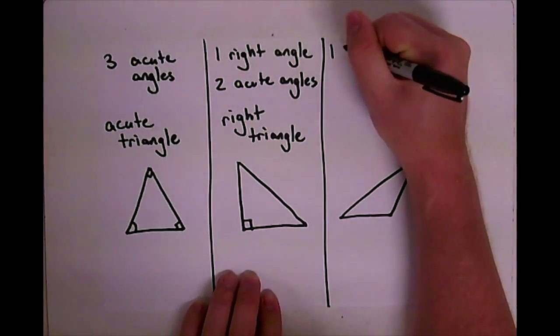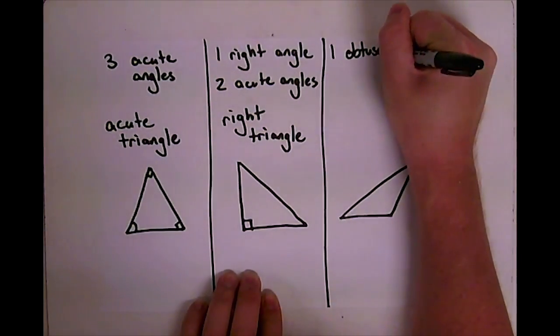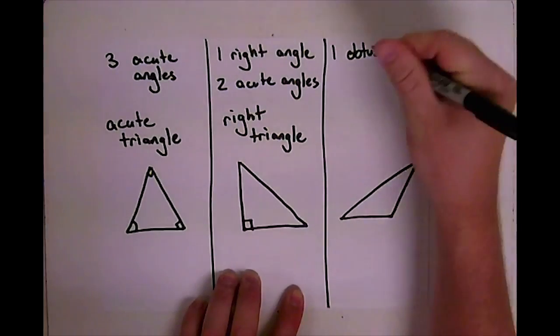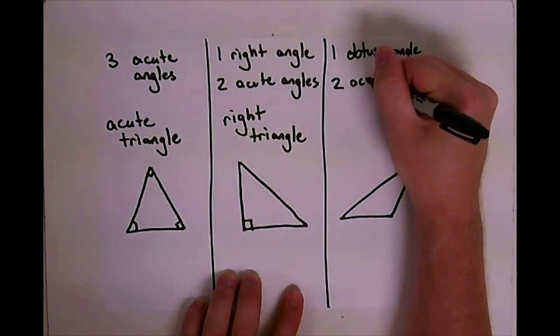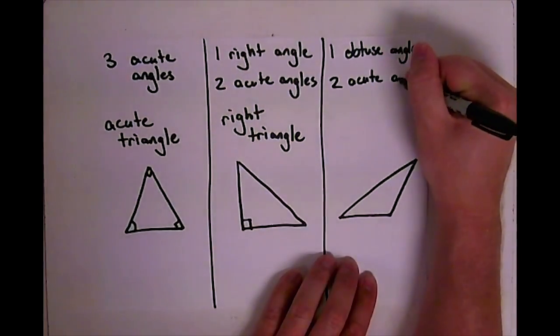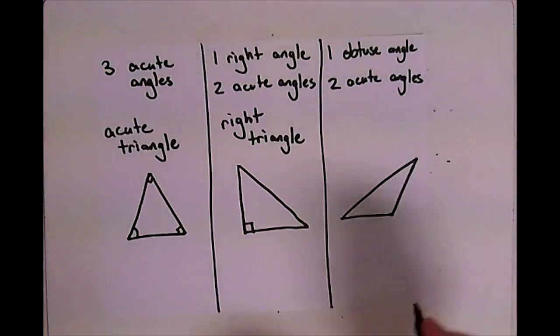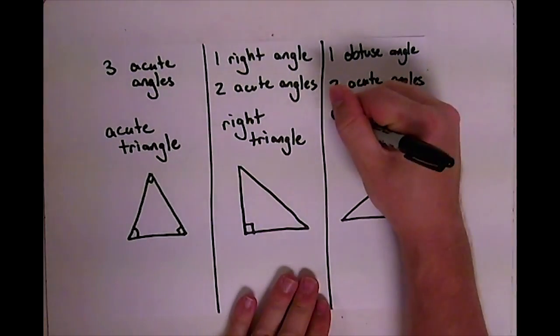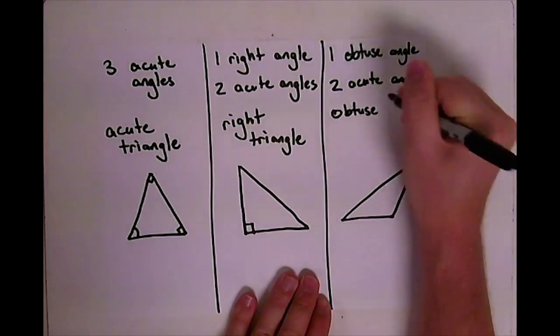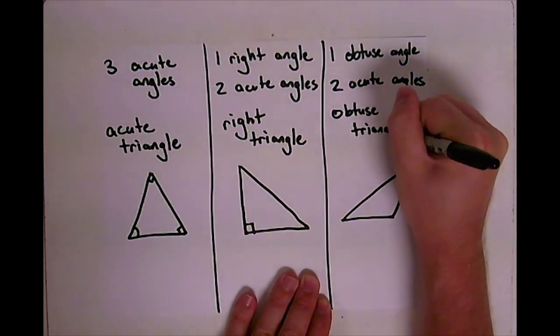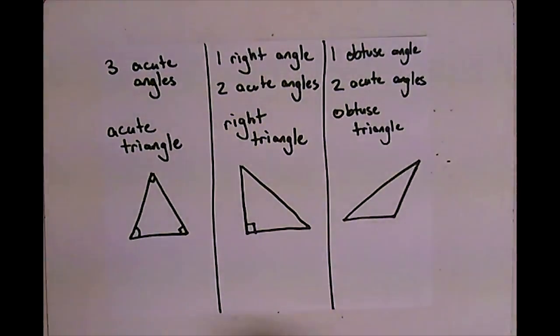So I have one obtuse angle and 2 acute angles. If it has one obtuse angle, the rule is it's an obtuse triangle. So those are the rules for each of the triangles and how to name them.